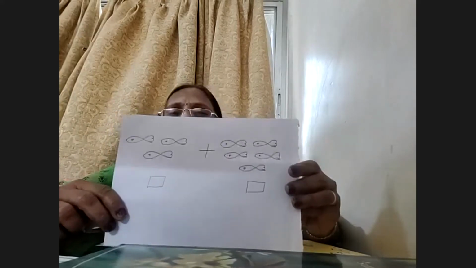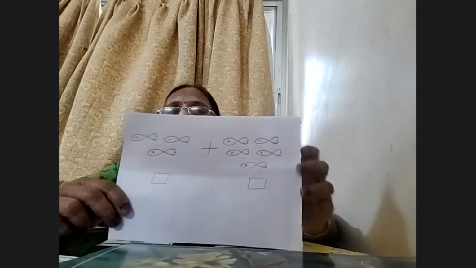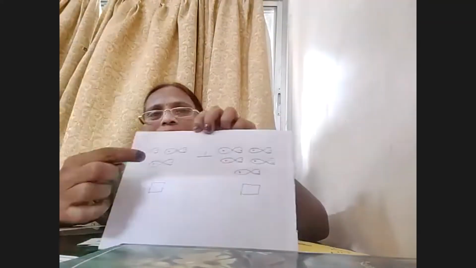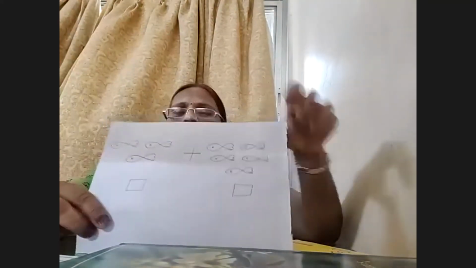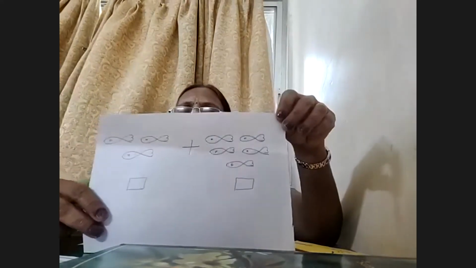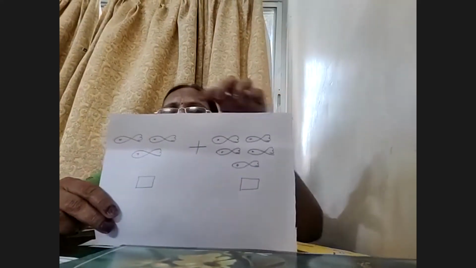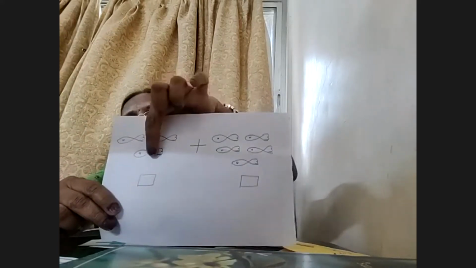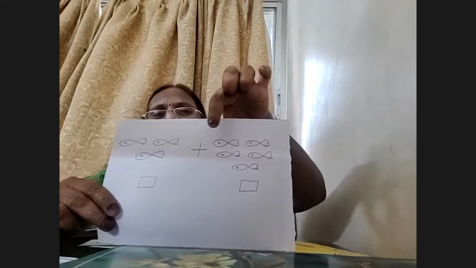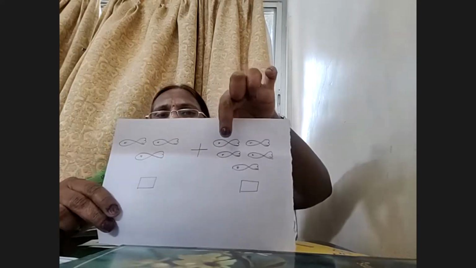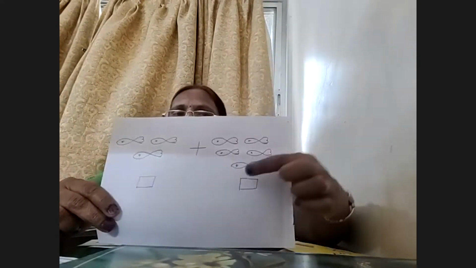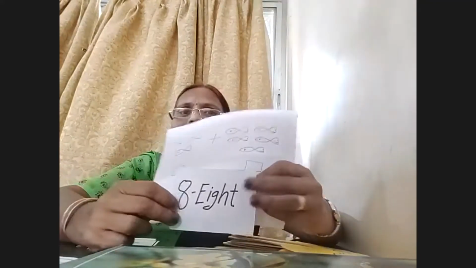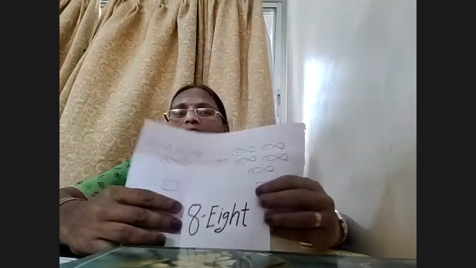Fish. This is 3 fish and 5 fish. Very good. Count it. 1, 2, 3, 4, 5, 6, 7, 8. Very nice, students. 8 fish. Very good. Eight fish.